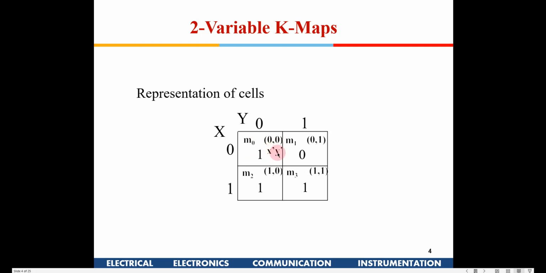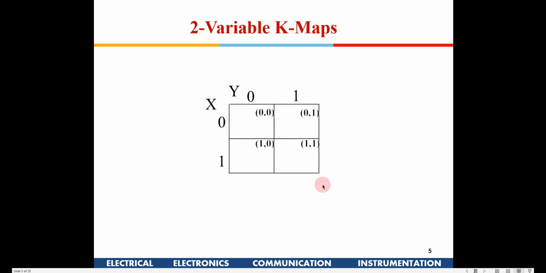M0 is 0 0, that means x dash y dash. Why are we talking about this here? Because finally it is how to implement the hardware, so we need to know these also. So this is x bar and y, because x is 0 here: a 0 column, 0 row for x, so this becomes x bar, and this is 1 for y. Y is 1 here. So you have x bar y and y. So these are the 4 expressions and min terms corresponding to each of these cells in the KMap.